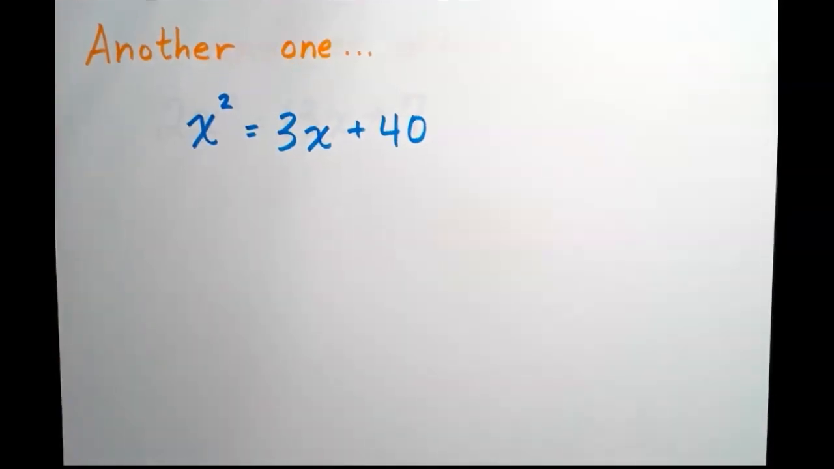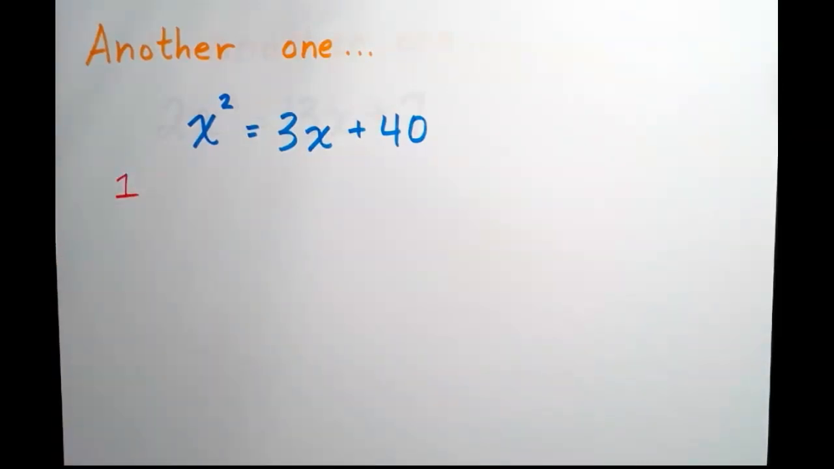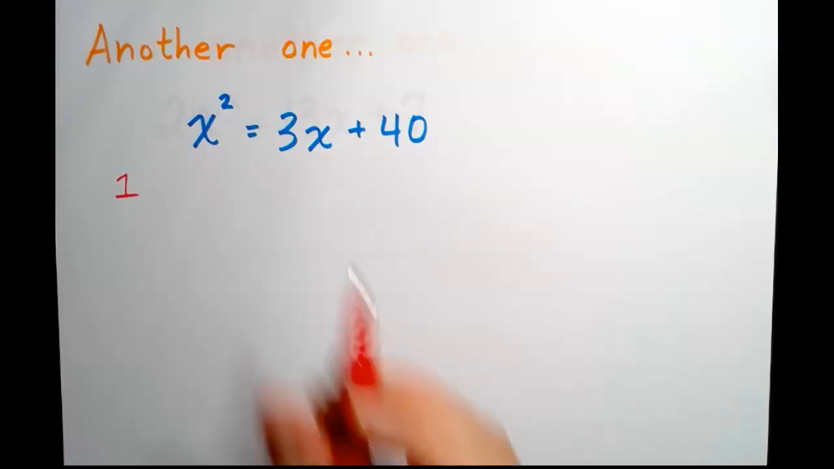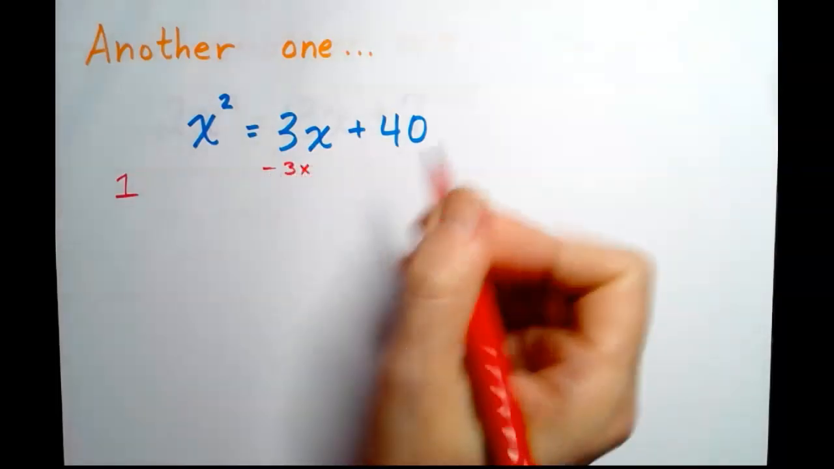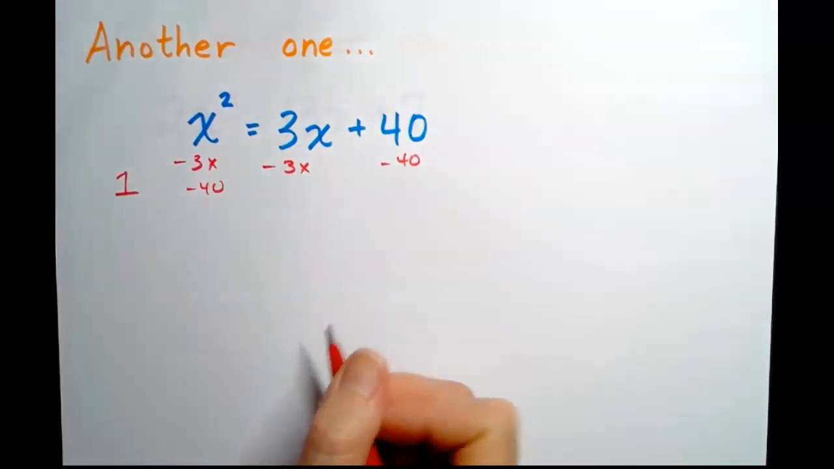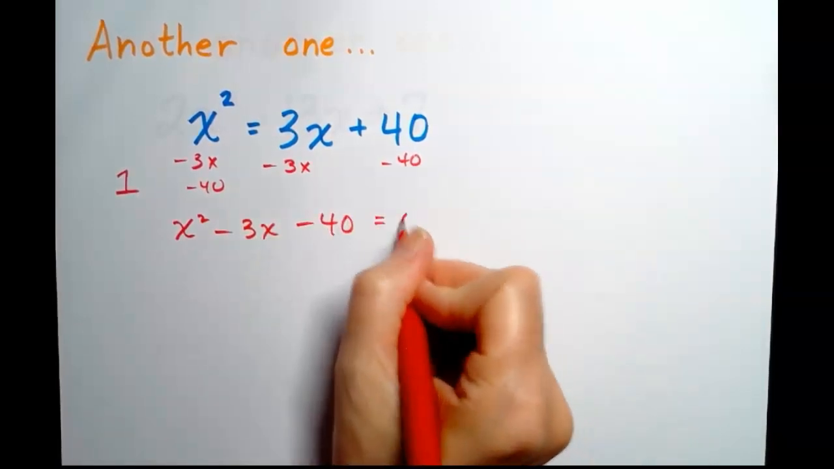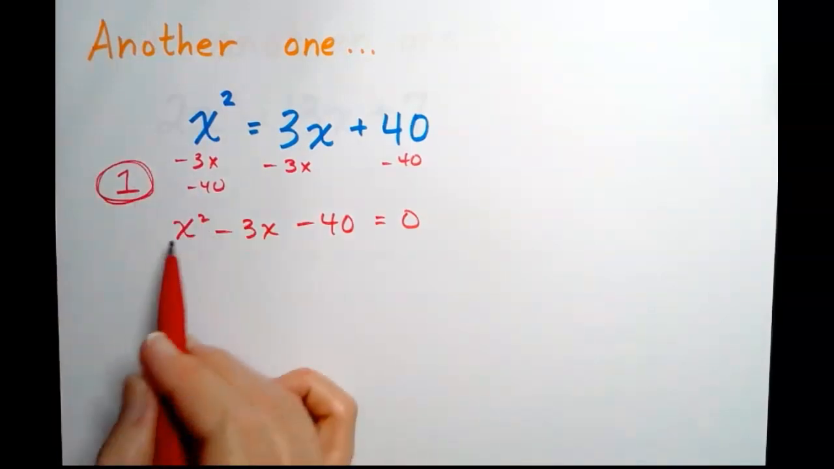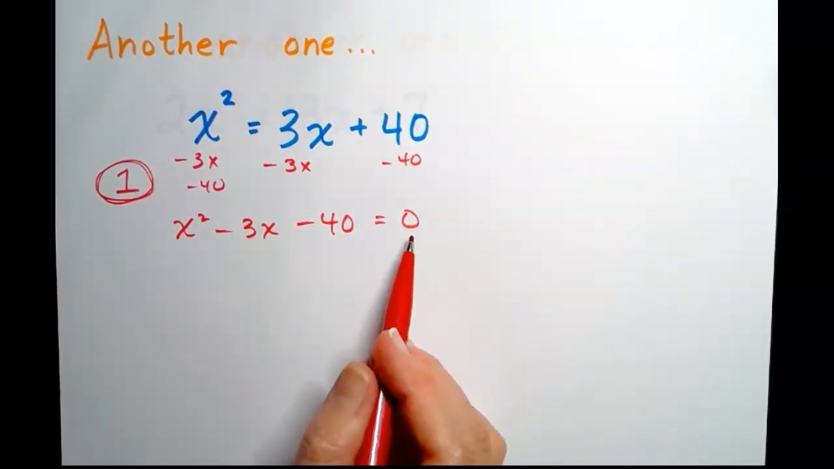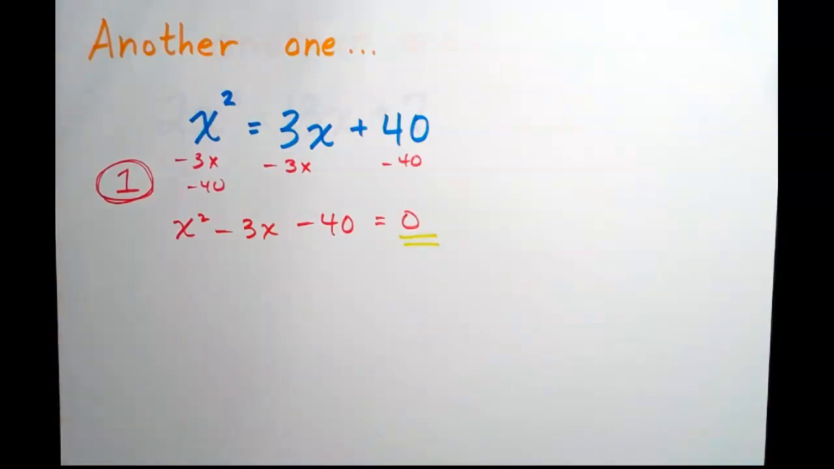So here's a problem from scratch from the very beginning. So step number 1, put it in standard form and set it equal to 0. So to get it in standard form, we need to move the 3x over, and we also need to move the 40 over. So step 1, x squared minus 3x minus 40 equals 0. So we have done step 1. We put it in standard form and we have set it equal to 0. Setting it equal to 0 is critical. If it's not set equal to 0, we cannot use the zero product property. So step 2, factor the polynomial.